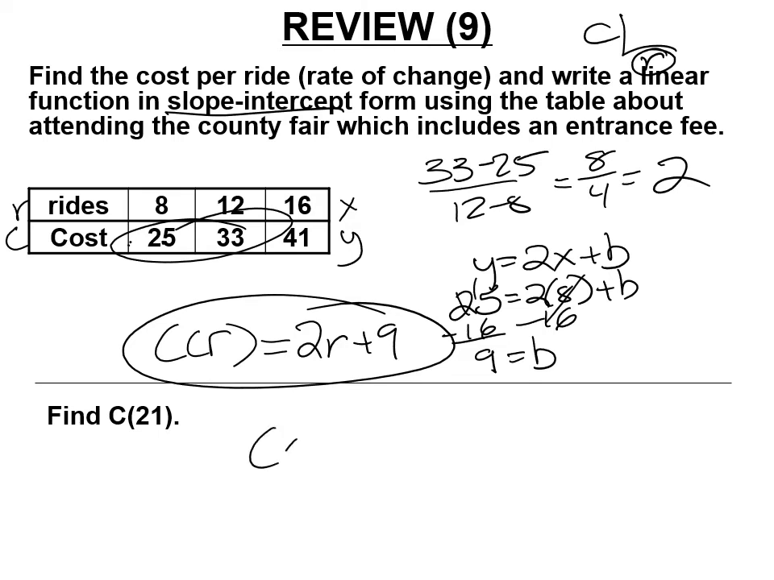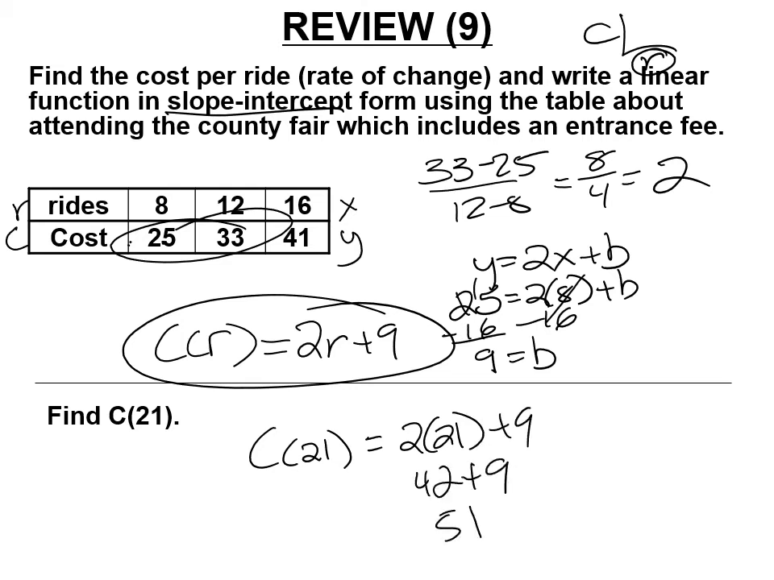Find C at 21. C of 21, if you went on 21 rides, it's 2 times 21 plus 9, or 42 plus 9, which is $51, right? Did I say it was dollars anywhere? I should have. Well, it's 51 something.